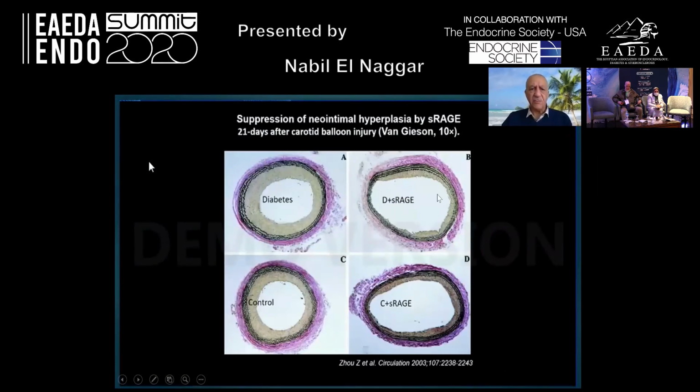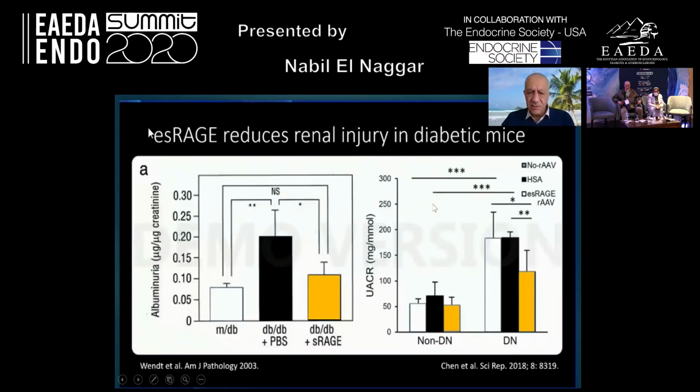Again, this is the suppression of the new intimal hyperplasia induced by balloon injury in the carotid arteries after blocking the RAGE receptors with soluble RAGE, compared with the control and diabetic patient. You can see how much the new intimal hyperplasia has been reduced. Again, here is the kidney, where the induced renal injury is much more reduced by using soluble RAGE as a blocking agent for RAGE.